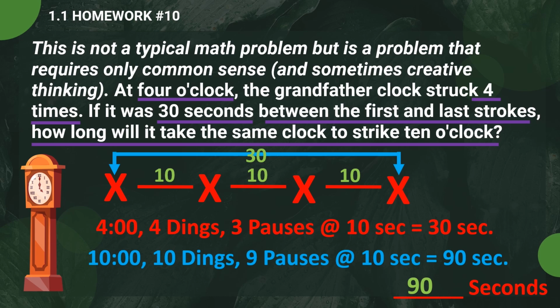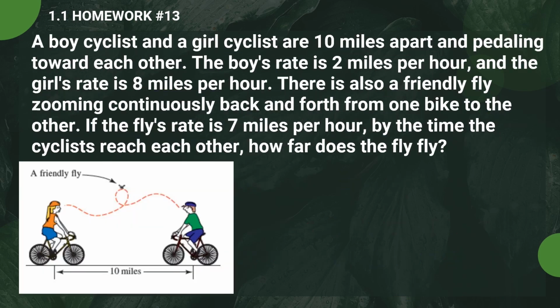Okay. Homework number 13. Number 13, a boy cyclist and a girl cyclist are 10 miles apart and pedaling towards each other. The boy's rate is 2 miles per hour and the girl's rate is 8 miles per hour. There's also a friendly fly zooming continuously back and forth from one bike to the other. If the fly's rate is 7 miles per hour, by the time the cyclists reach each other, how far does the fly fly? How far does the fly fly?